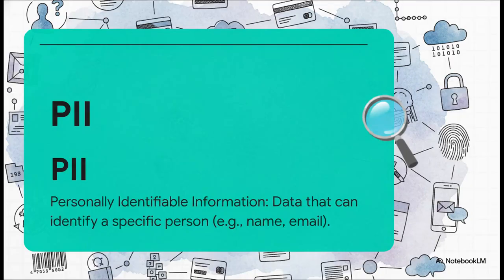First term you have to know here is PII. It stands for Personally Identifiable Information, and it's exactly what it sounds like. Any piece of data that can be traced back to a specific person. Think names, email addresses, phone numbers, account numbers. If it can identify an individual, it's PII, and you need to protect it like gold.